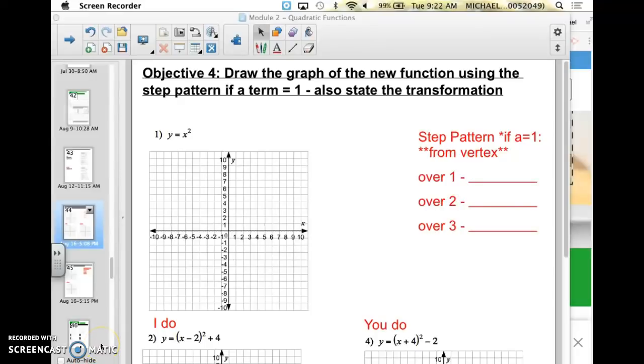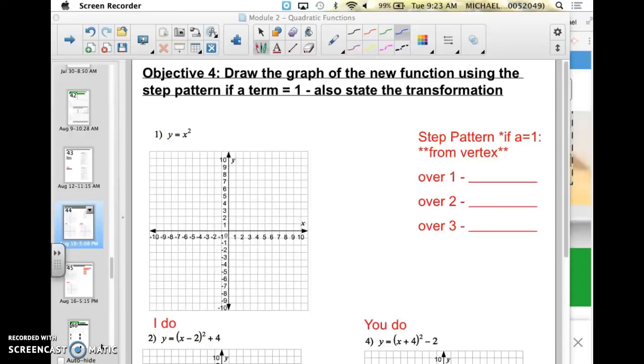In this video, we're going to talk about drawing the graph of a quadratic function written in vertex form using what's called the step pattern if the a term multiplier equals 1. And at the end, we're also going to state the transformation of each function. Now, to begin, I want to discuss the parent function of a quadratic function, which is y equals x squared.